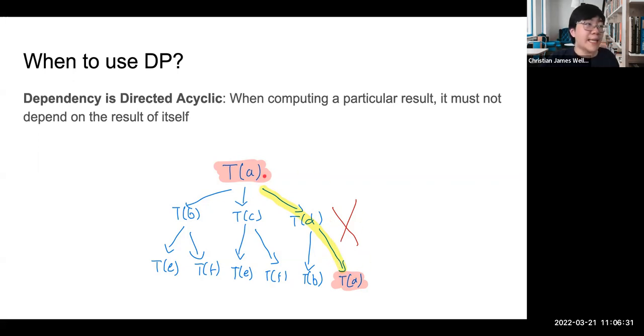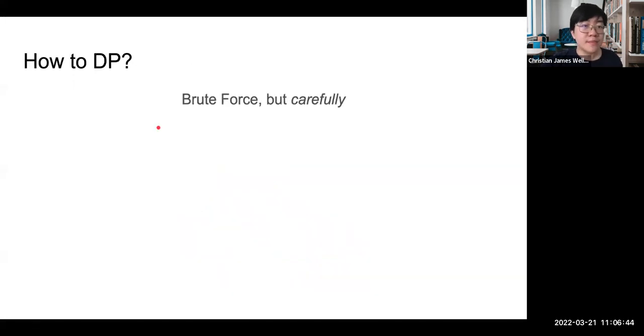So when you're doing dynamic programming, you want to avoid this cycle at all costs. You need to ensure that the way you define the sub-problems is directed acyclic. Okay, it must not depend on the result itself. All right, so how exactly do we do dynamic programming? Okay, that doesn't sound grammatical, but never mind.